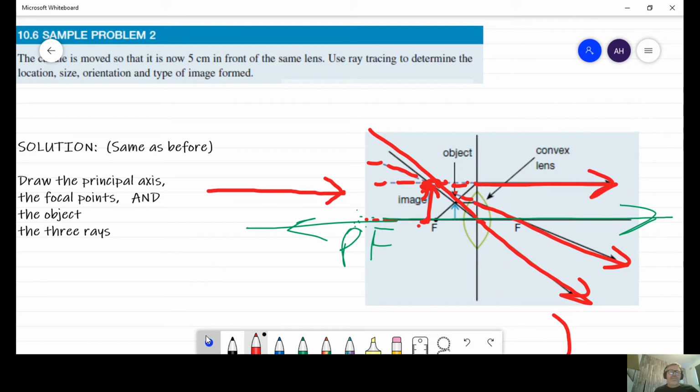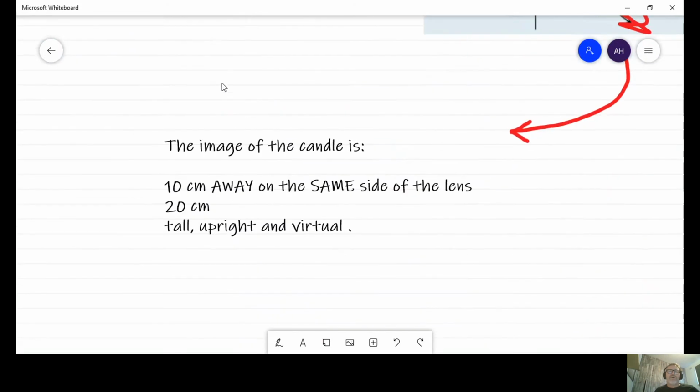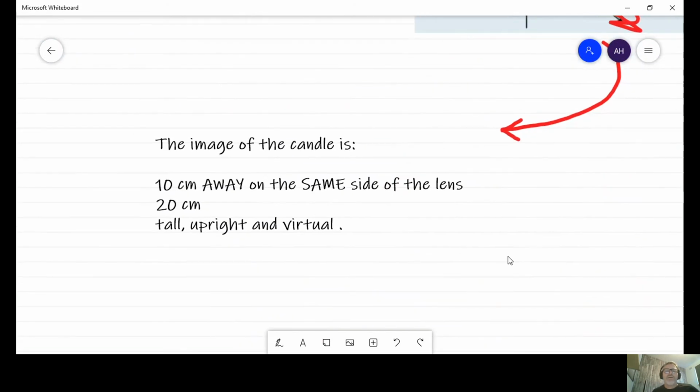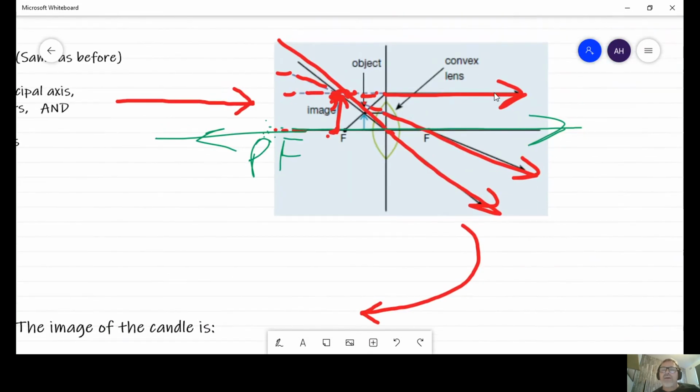But how do we describe our solution this time then? Well, we describe it like this. The image of the candle will be 10 centimeters away on the same side of the lens. It will be 20 centimeters tall and it's not inverted, it's upright. And key thing here, it's a virtual image. See, I traced back these actual rays of light. So the lens is actually able to focus a little image from out of the glass, but it's virtual.